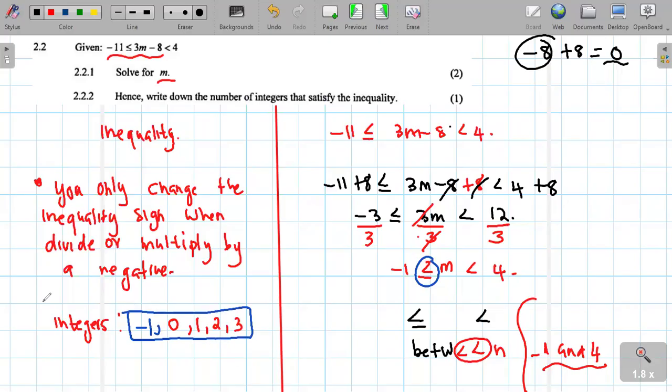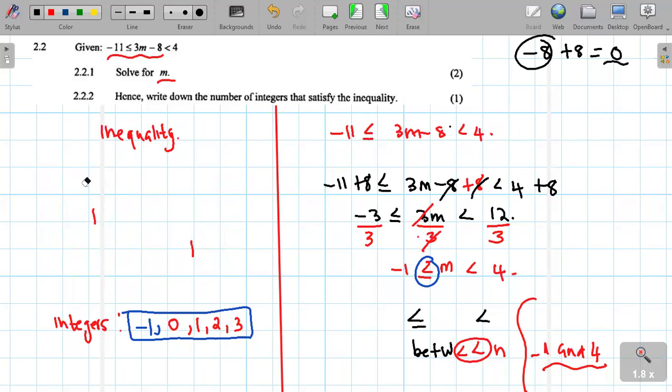All right, let's do this. They could also ask you to draw a number line to represent this. That's a possible question you're going to come across. I'm just going to draw my number line, calibrated, with negative 1 and 4. It is between negative 1 and 4.